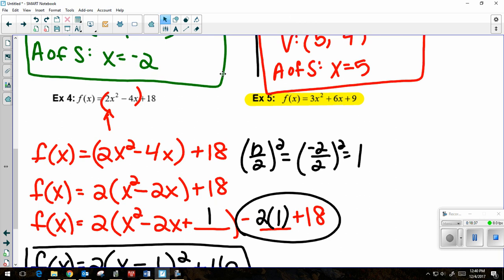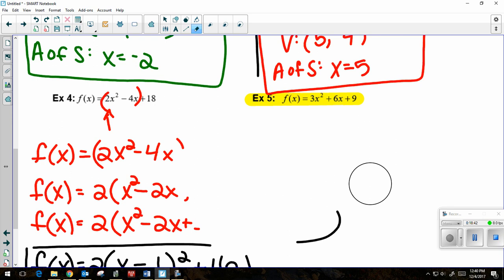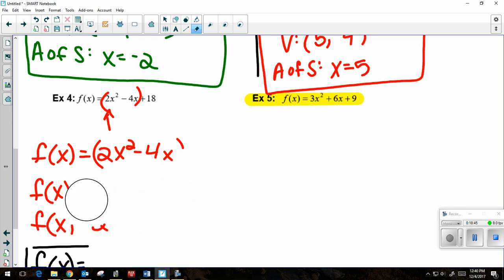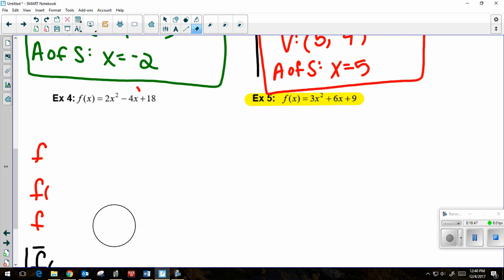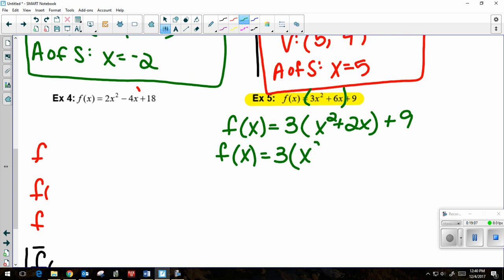Okay, so at this point, you should have tried example 5 on your own, so I'm going to erase a little bit to get it out of the way so we have some room. So remember, the first thing I want to do is group those two pieces together and factor out that 3. So f of x equals 3 times x squared plus 2x plus 9. Then I'm going to set up my 2 blank spaces like I've always done. The first blank space is going to go inside the parentheses. The second blank space is going to go outside.